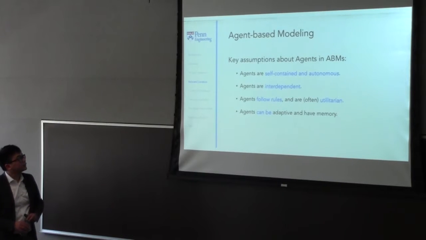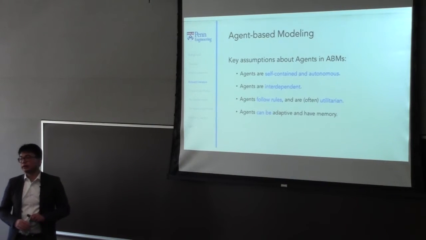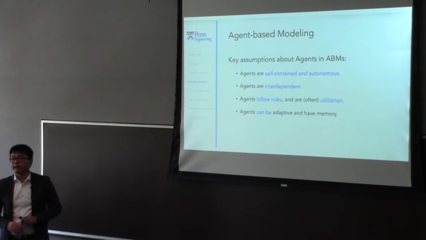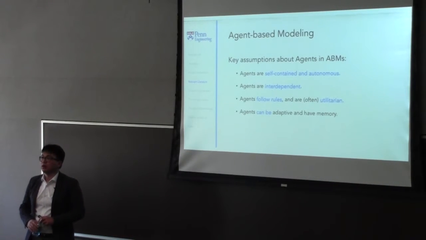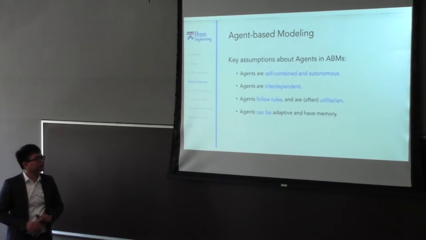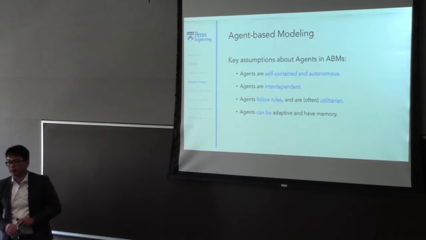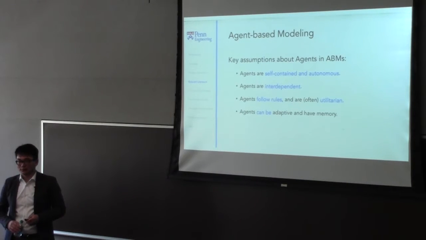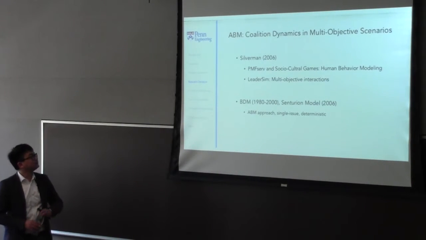The third one is that agents follow rules, and they're often utilitarian. Well, they're utilitarian in most of the macroeconomic models. The fourth is that they can be adaptive and have memory, but in our setting they are memoryless, and they can be adaptive, as we'll see. These are actually the key characteristics of many of the agents in ABM, which sounds like a perfect fit for modeling coalition dynamics.